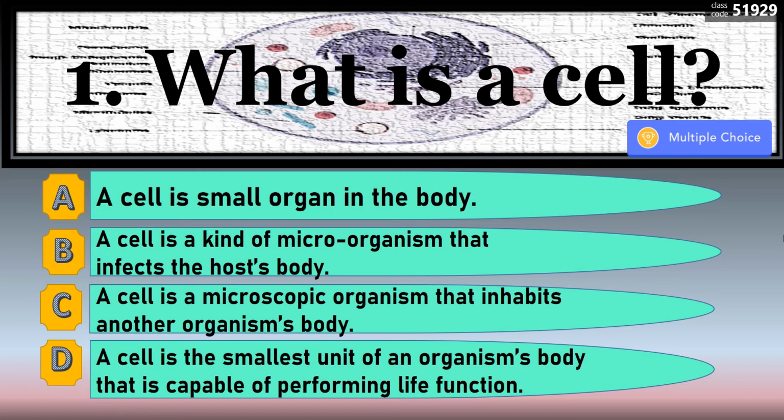What is a cell? A. A cell is a small organ in the body. B. A cell is a kind of microorganism that infects the host body. C. A cell is a microscopic organism that inhabits another organism's body. Or D. A cell is the smallest unit of an organism's body that is capable of performing life function. Go. Okay, time is up. The correct answer for this is letter D. Okay, let's move on.